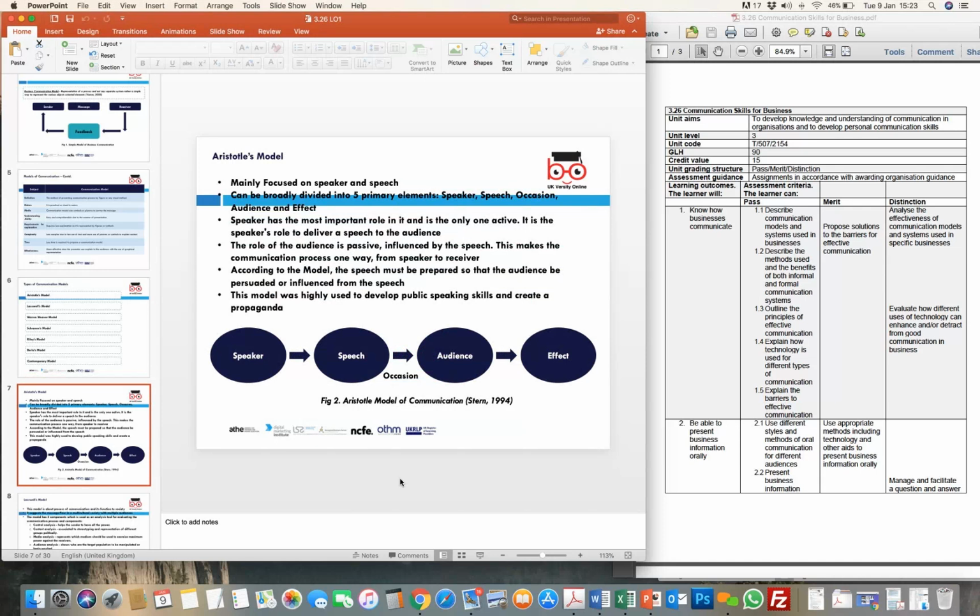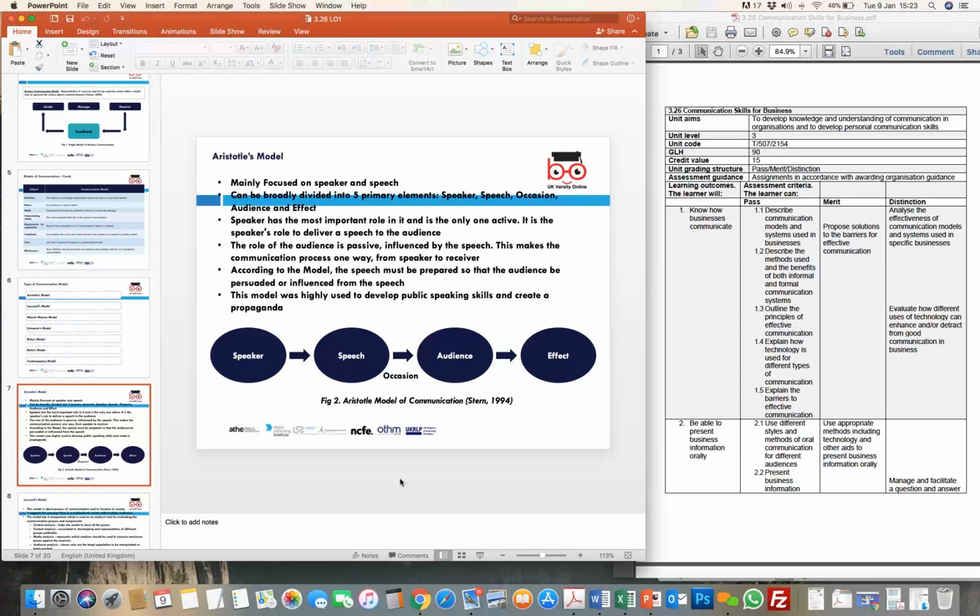It mainly focuses on speaker and speech. Aristotle was the teacher of Alexander the Great, as I mentioned, and he mastered the art of speech. So he was able to convince people, he was able to convince armies to march with him, and he conquered the world, because his communication was quite effective. He had mastered the art, and this model is called Aristotle's model because the focus is entirely on the speaker and what he's speaking.